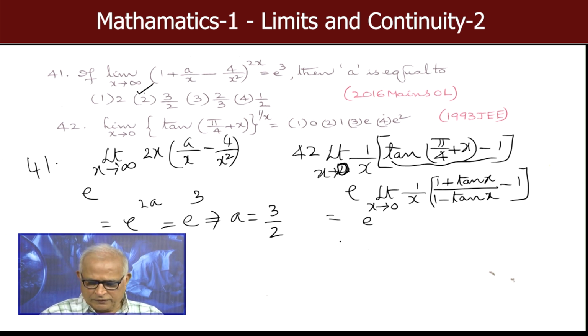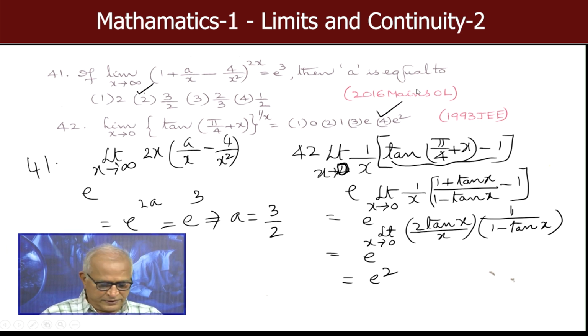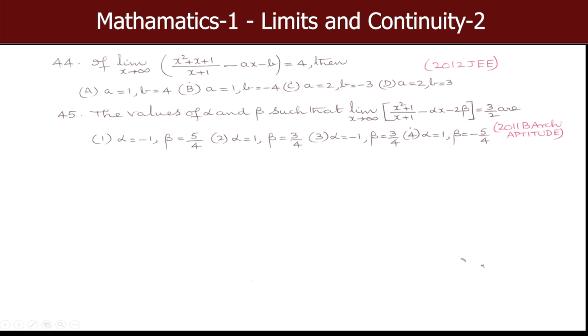Therefore, this is e to the power of, limit x tends to 0, 2 tan x by x into 1 by 1 minus tan x. You can also ignore 1 by 1 minus tan x because that has the limit 1. Okay. 2 tan x by x has the limit 2, 1 by 1 minus tan x has the limit 1. So, therefore, this limit is e square, which is the last option. Next, question number 44.